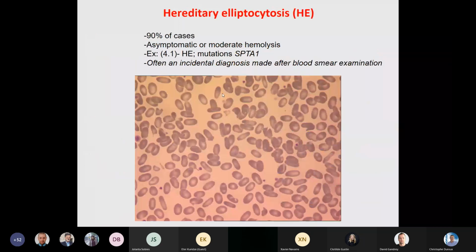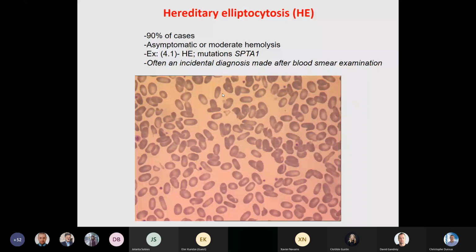This is typical from a heterozygous mutation in the 4.1 encoding gene. This is a simple hereditary elliptocytosis. So it represents more than 90% of cases of elliptocytosis. It's asymptomatic, except in the neonatal period. I'm going to go back to that later, but at adult age, it's classically totally asymptomatic.